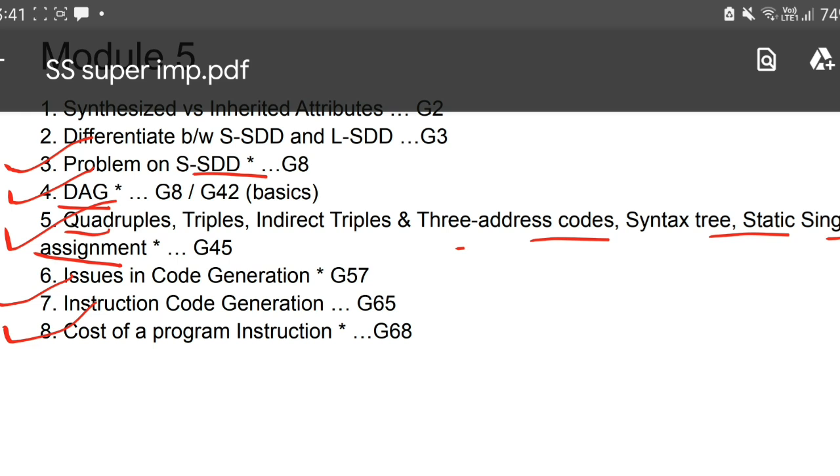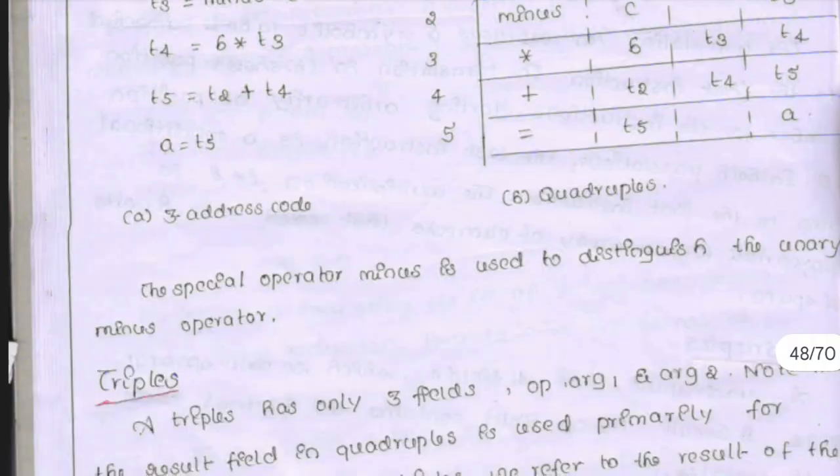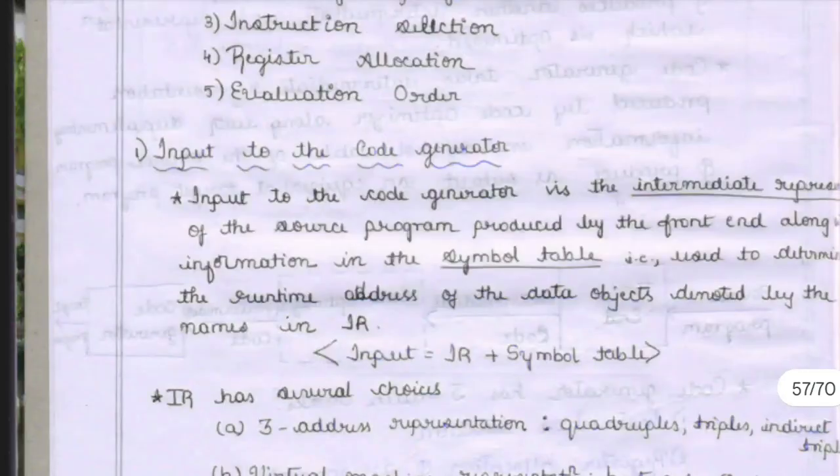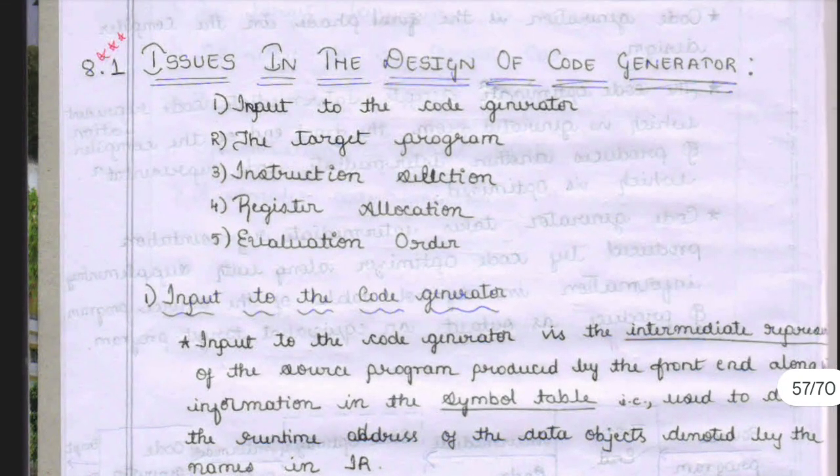Okay, and after that there are issues in code generation. Let's get over with that. So it's on page number 57. Let's do it first. So what are the issues in code generation? You can easily go through it in 5 minutes. You can easily memorize it as well.